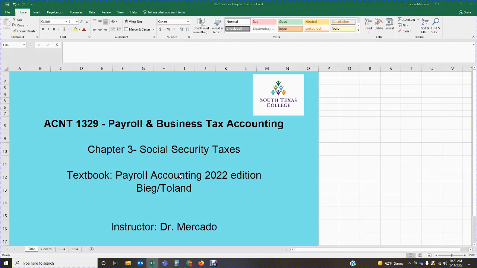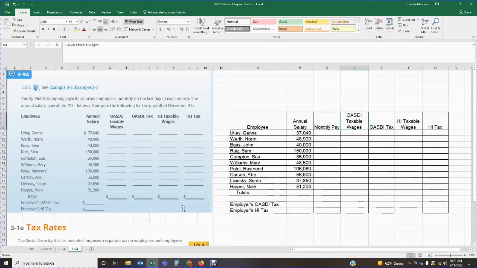Dr. Mercado here speaking. We are continuing covering Chapter 3, which deals with Social Security taxes. Now this next problem that we're going to be covering is problem 39A. I love this problem because it goes over how to calculate your taxable wages, your OASDI tax, your taxable wages for HI, and your HI tax for different employees. We're going to have a lot of practice because we have multiple employees that we have to calculate both the taxable wages and the actual tax.